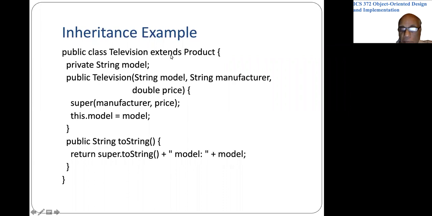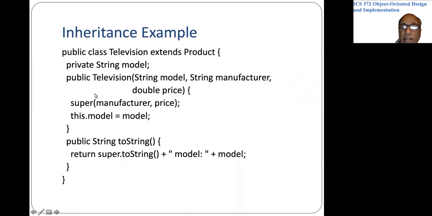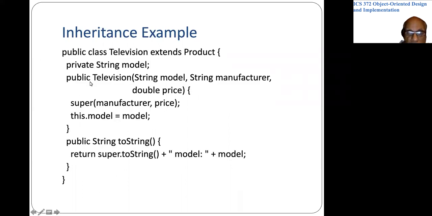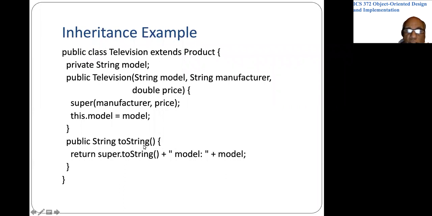Then what happens is, essentially, if you create a television object, it will have all the attributes of product. All the public methods are inherited here. So every television object will have a sell method, a set price method, and its toString method will be this unless any of this is overridden. So I have overridden the toString method. We will get to that in a second.